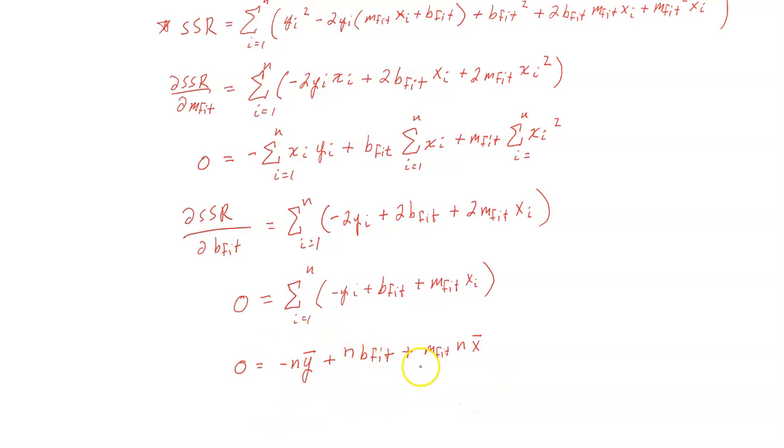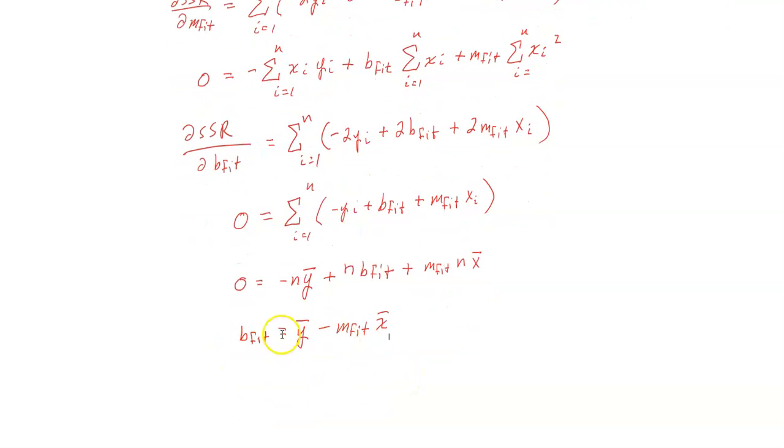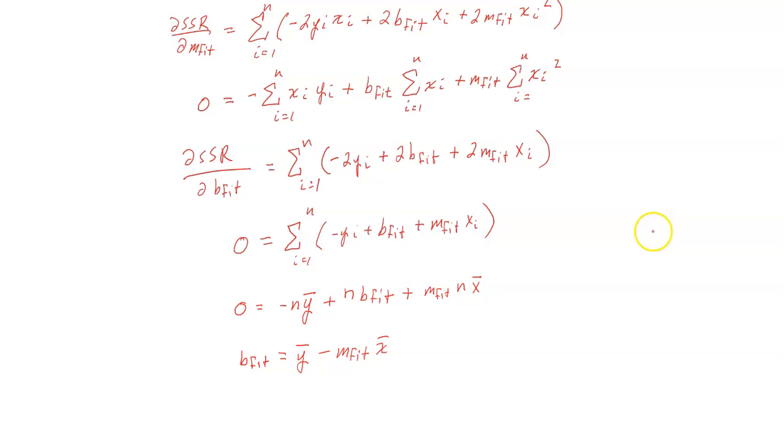And so we can divide all of this by n. The n's will fall out. And we can solve for b fit. And so b fit is going to equal y bar minus m fit times x bar. So now we have a nice simple equation for b fit in terms of m fit. And so we'll go back up and we'll plug that into this equation where we had b fit here.